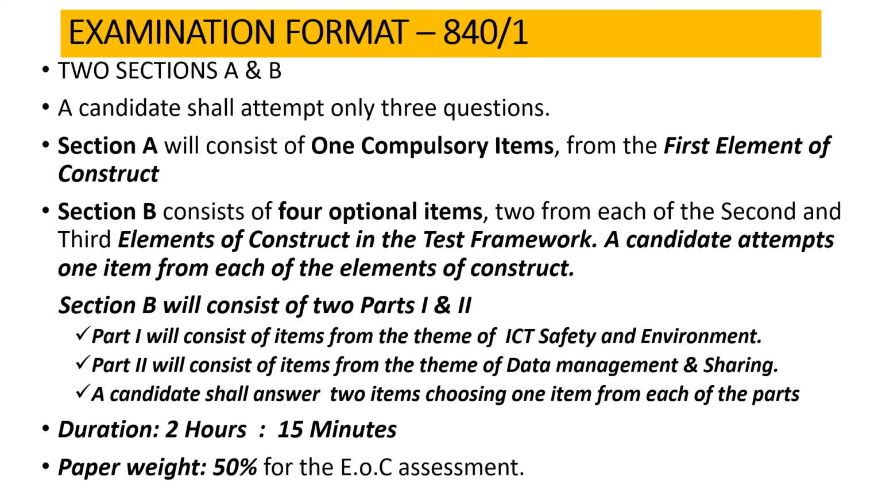So you will find that section B will consist of 2 parts, that is part 1 and part 2. Part 1 will consist of items from the theme of ICT safety and environment. Then part 2 will consist of items from the theme of data management and sharing. A candidate shall answer 2 items, choosing 1 item from each of the parts. Paper 1 will take 2 hours and 15 minutes, and this paper weighs 50% for end of cycle assessment.